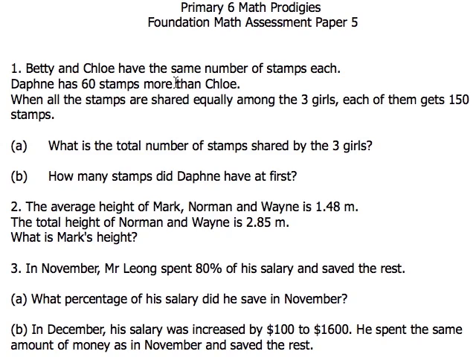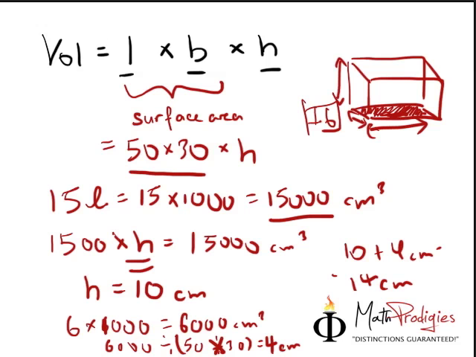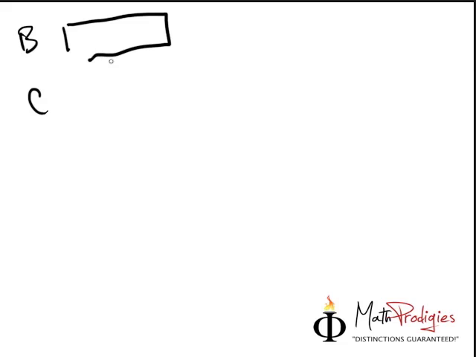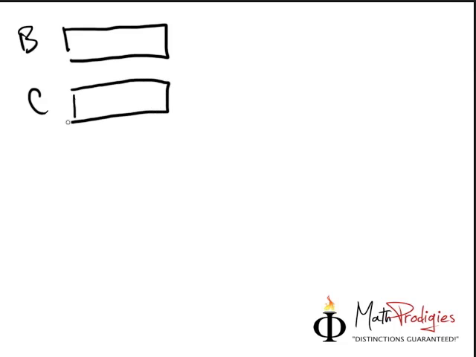So let's do part A first. What is the total number of stems shared by the 3 girls? So they said Betty and Chloe have the same number of stems each. Okay? That's what it says.